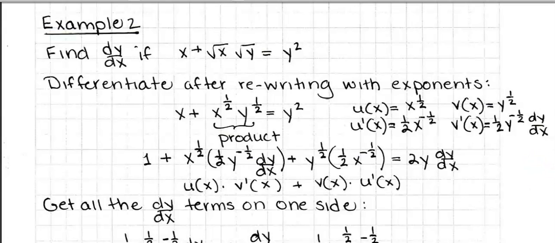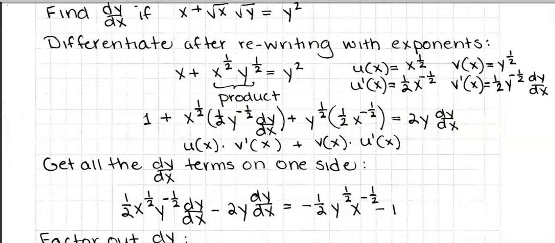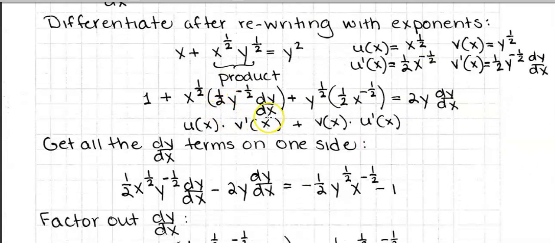Now I get to isolate all the dy/dx terms on one side. Okay, so here I've done some moving around. For example, from this term, I took the 1/2 and I put it out front because that's just conventionally the way we write algebraic terms with the coefficients out front. So this term has become 1/2, x to the 1/2, y to the negative 1/2, dy/dx. The only other term with dy/dx was from the right-hand side of the equation, so I'm going to subtract that. It'll wind up on the left-hand side with a negative sign.